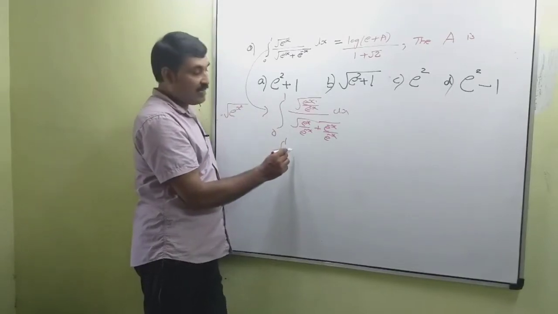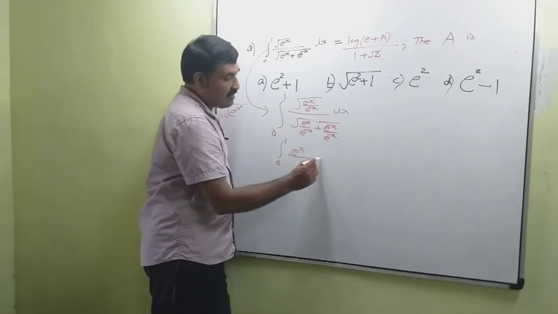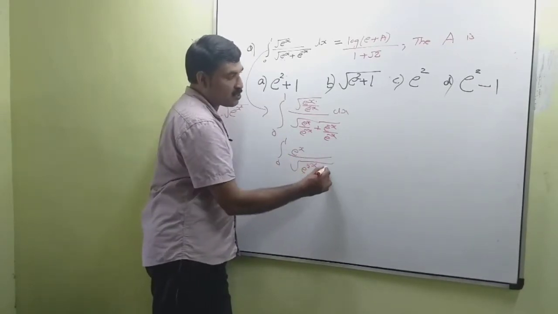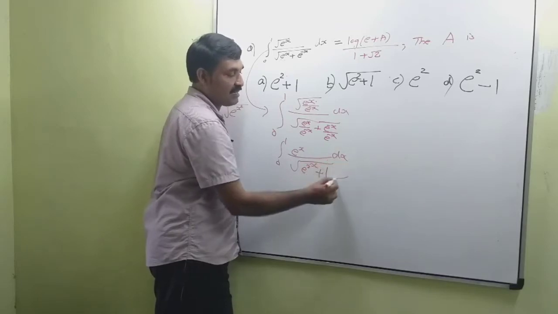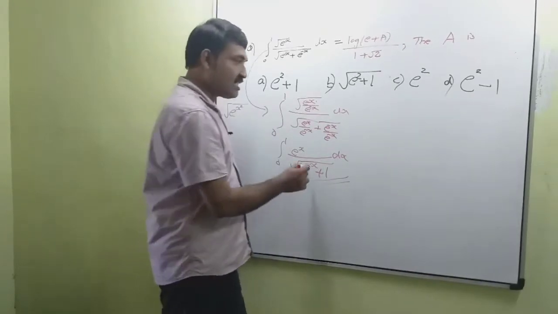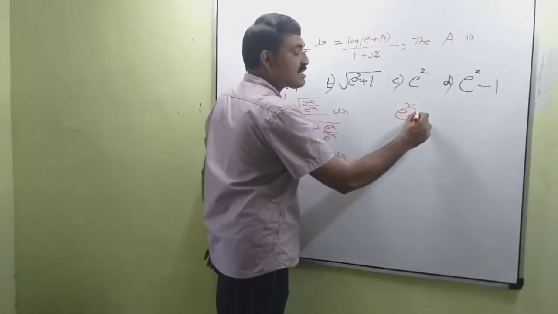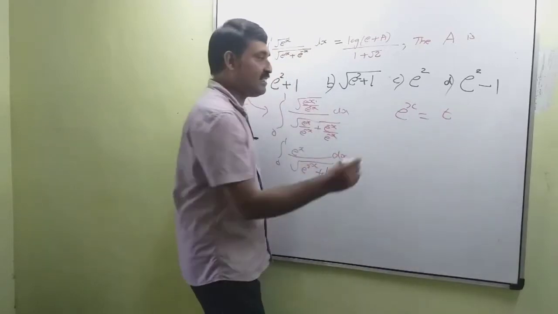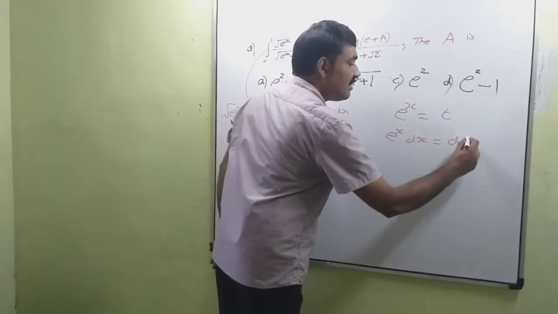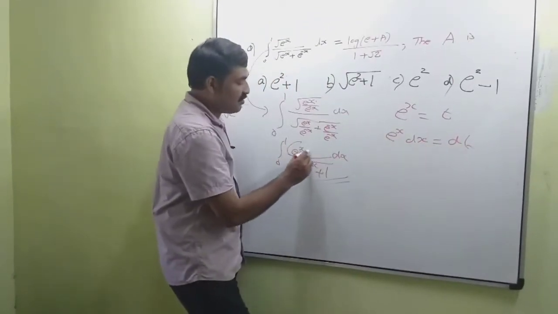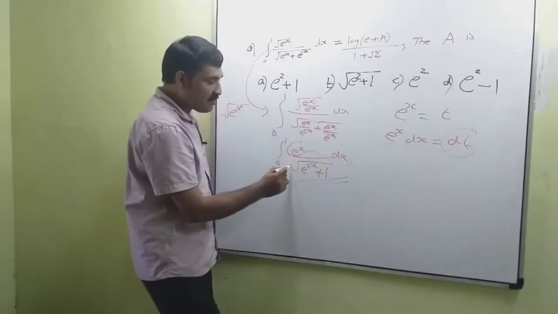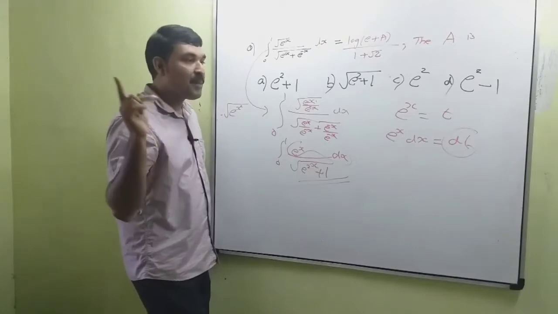That is equal to e raised to x divided by, this term becomes e raised to 2x plus 1, with respect to dx. Now we want to change the variable of integration. Let us put e raised to x is equal to t. Now differentiate. We get e raised to x dx is equal to dt. So this term in the numerator can be replaced by dt. And this term becomes square root of t square plus 1.